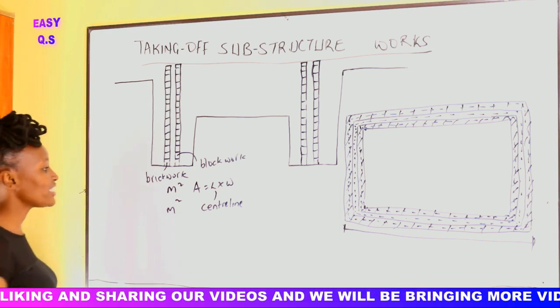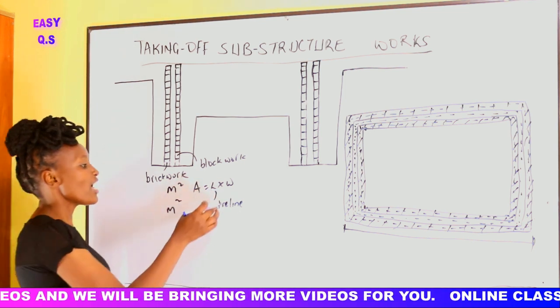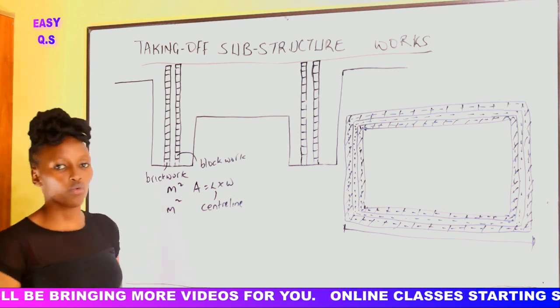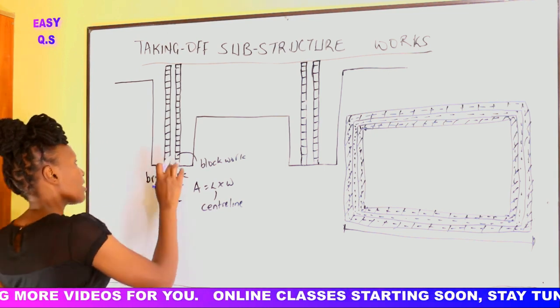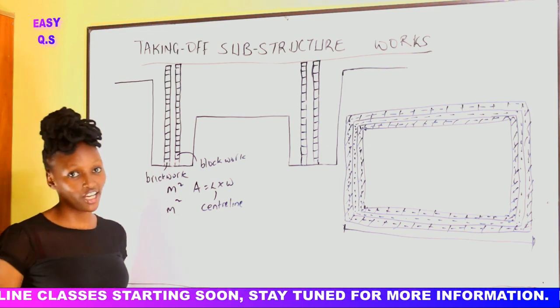So for the area, it's length times width. Length is the center line of the cavity, then the height of the cavity from here up to where the cavity shall be for the substructure.